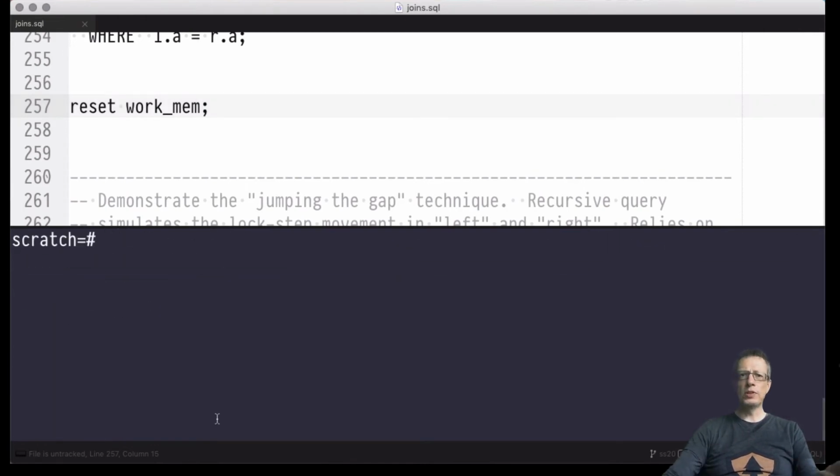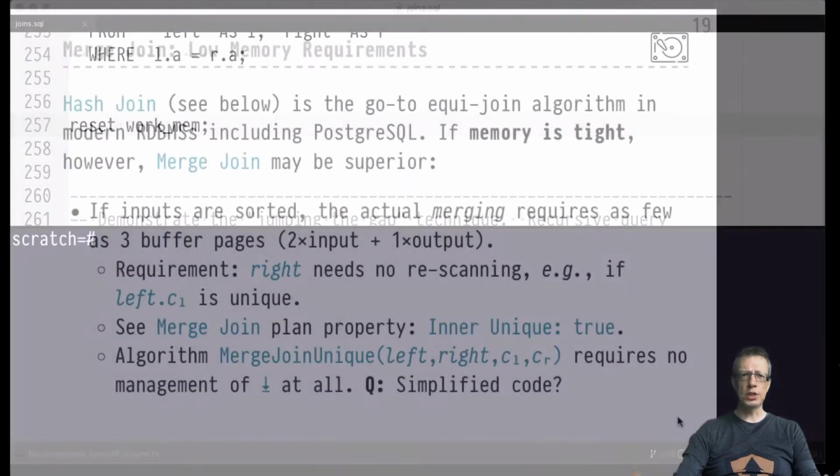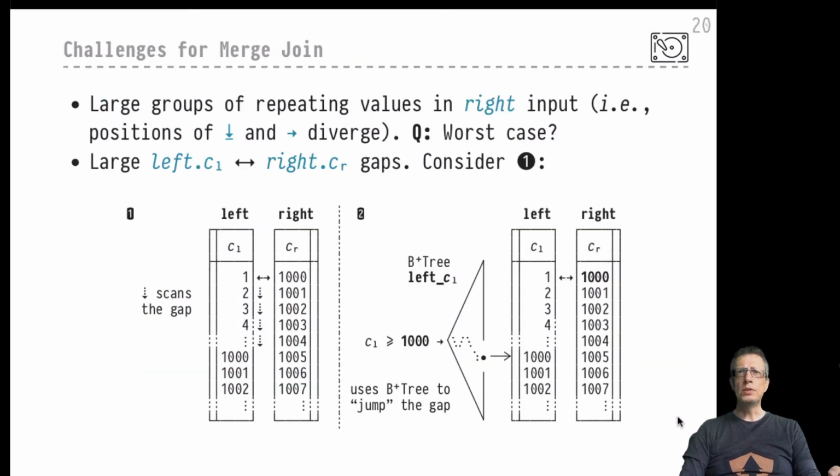All right, so this was one detail I would like to show you, and then here comes the final detail that we would like to add to our discussion of merge join. And this is about two challenges for merge join in a sense, right? So think about large groups of repeating values in the right-hand side input. Well, we have talked about repeating values in the left-hand side input and how these may lead to rescanning effort, right? But what about large groups of repeating values in the right-hand side input?